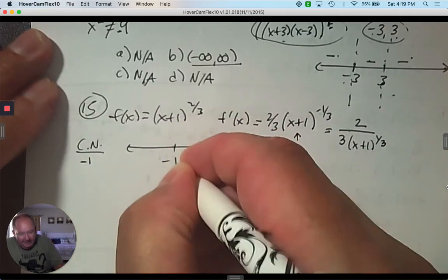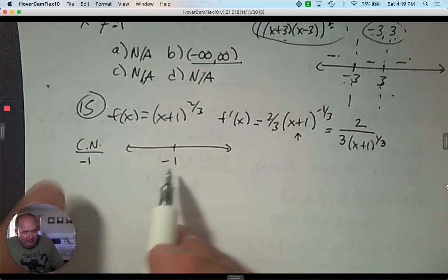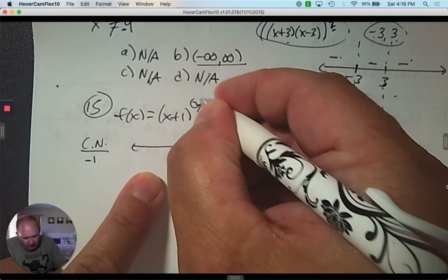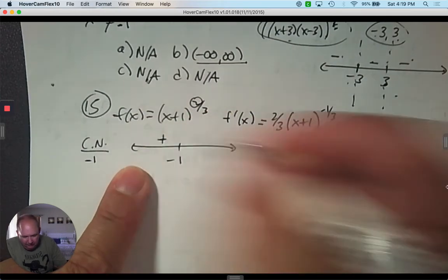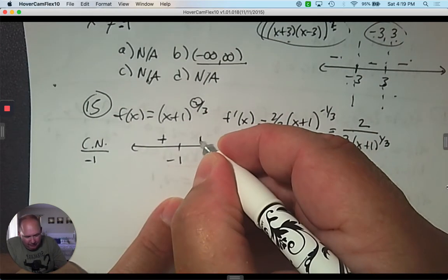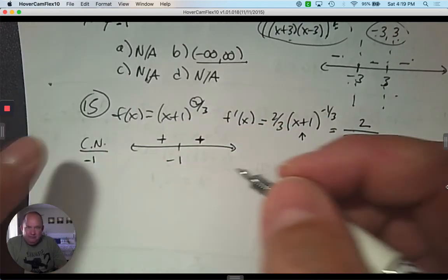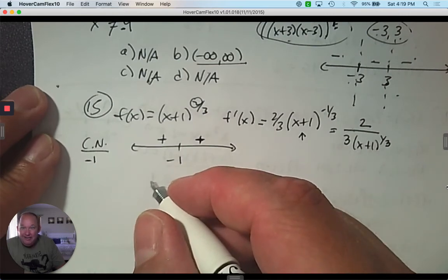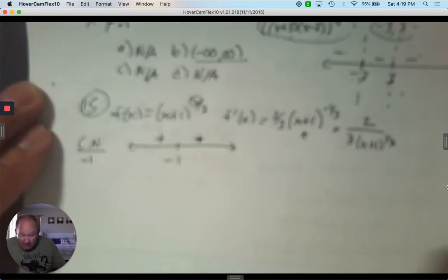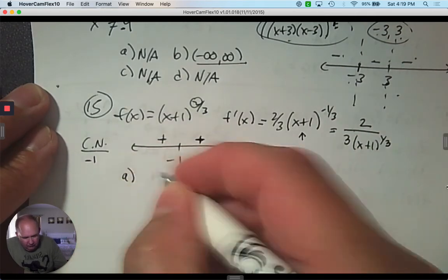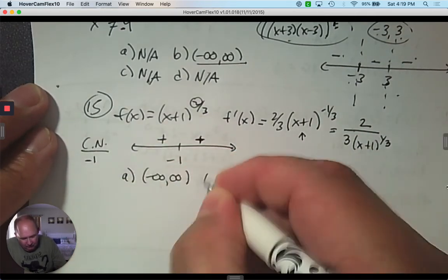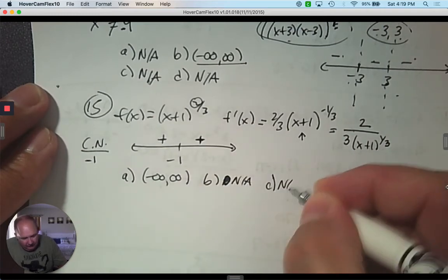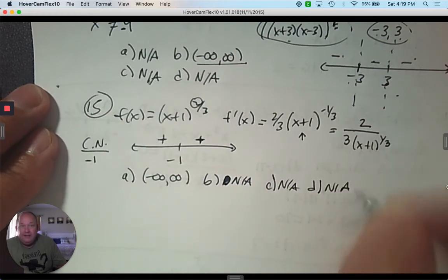So only negative 1. Now, when you look here, plug in a number smaller than negative 1. Because I'm squaring it, any number I put in here will be positive. And on the other side, any number I put in there will also be positive. So therefore, at negative 1, the signs don't change. And because the signs don't change, it's monotonic, there's no turning points. So for A, it's increasing everywhere. And then for everything else, it doesn't exist. So there's no turning points and it doesn't decrease.